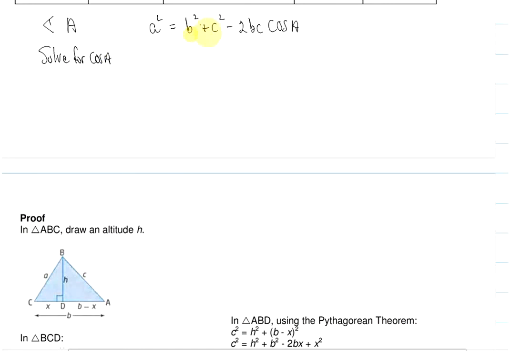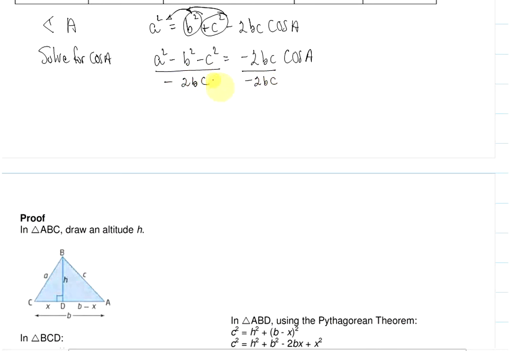So what I would do then, because I want to isolate this to start with, I would take my B squared and my C squared and move them to the left. I would get A squared minus B squared minus C squared equals negative 2BC cos of A. Then because I want to isolate cos of A, I would divide both sides by negative 2BC, and this will reduce. What I will have then is that cos of A is equal to A squared minus B squared minus C squared over negative 2BC.